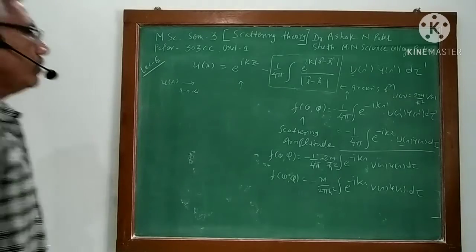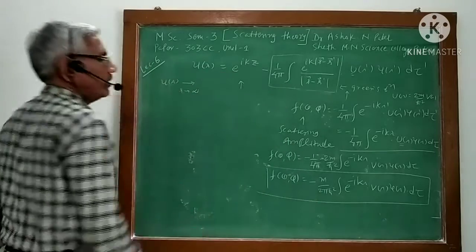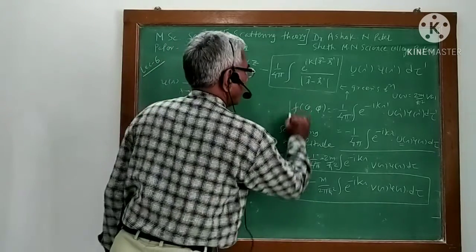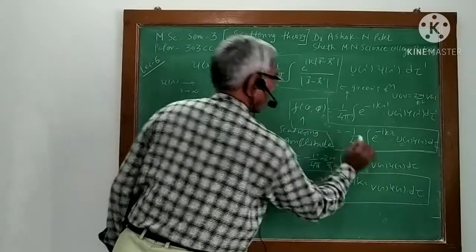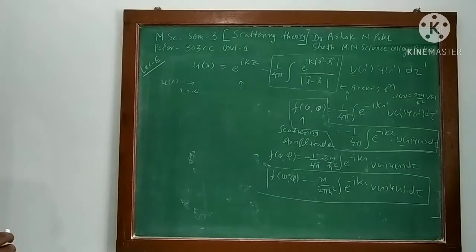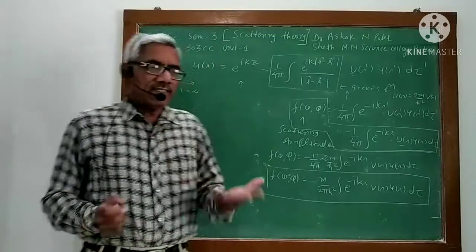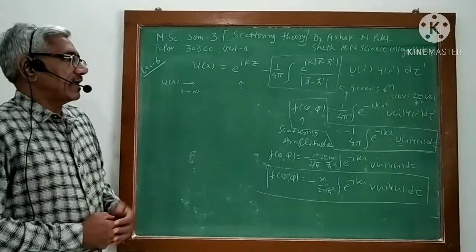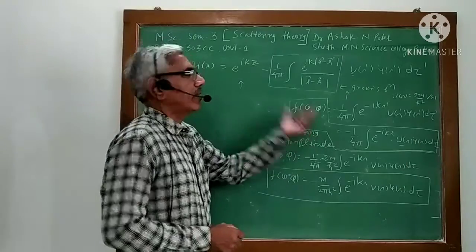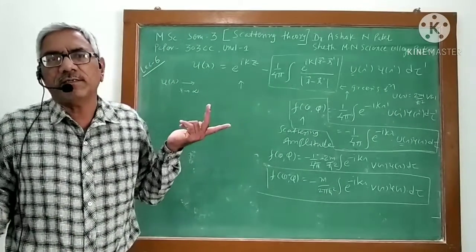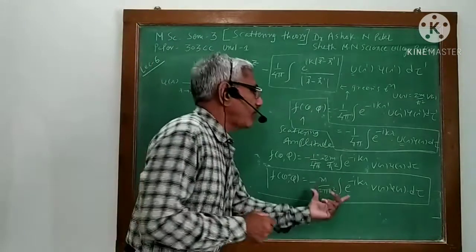Okay. So either you can represent scattering amplitude in this fashion, or you can represent it in this fashion. Just as I told you earlier, scattering amplitude is very important, because from this scattering amplitude you can get the differential cross section, the differential scattering cross section. So we have obtained the formal solution.